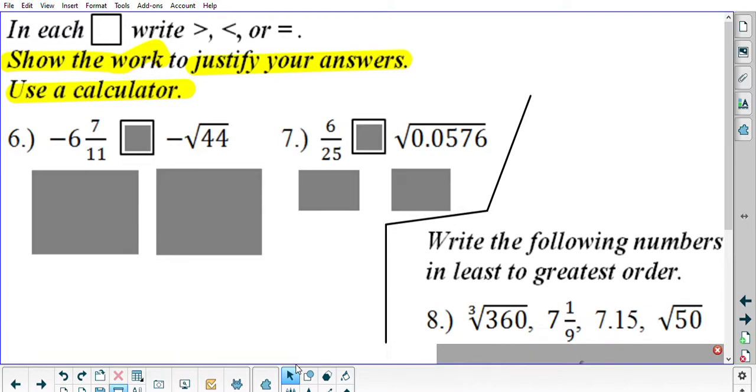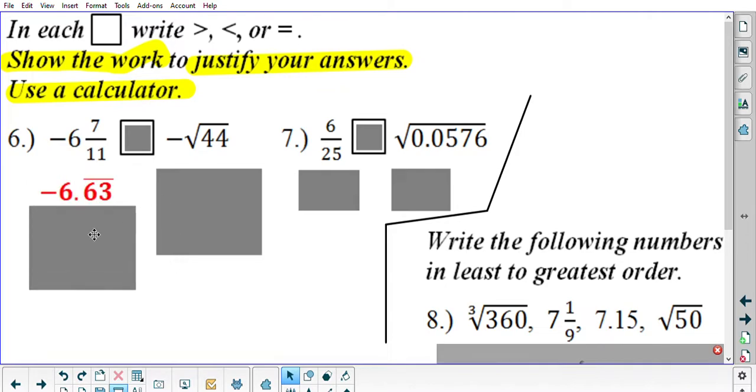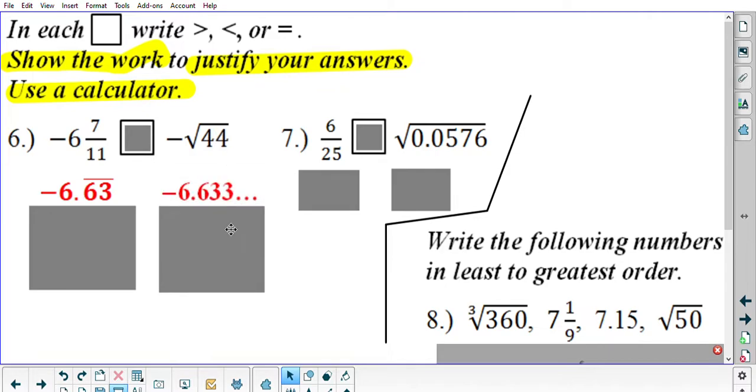All right, I hope you've done this on your own. Here I go, going over the answers. Number 6, if I use my calculator, 7/11 is 0.63, repeating 0.636363. So that's the decimal value of that. The square root of 44 gives me an ugly decimal as well.